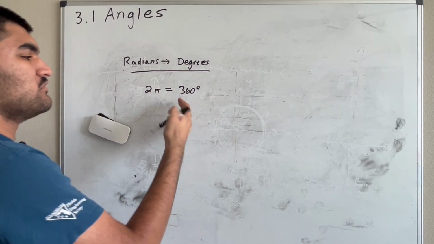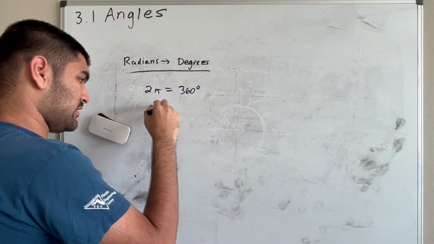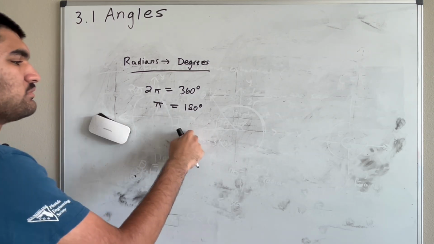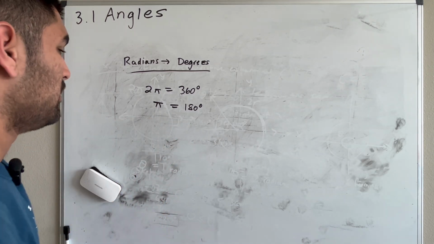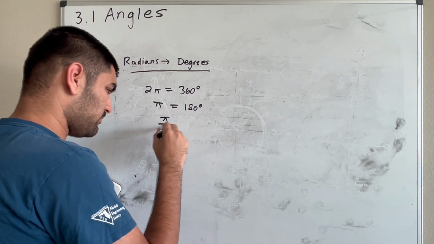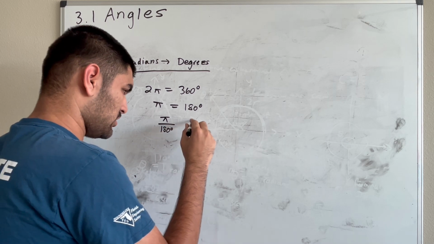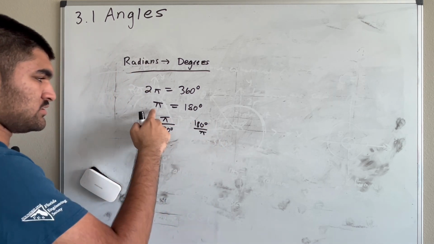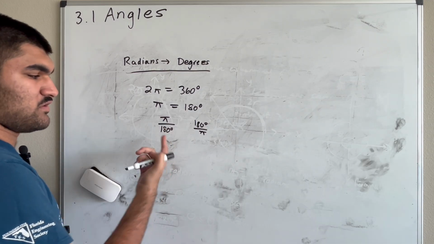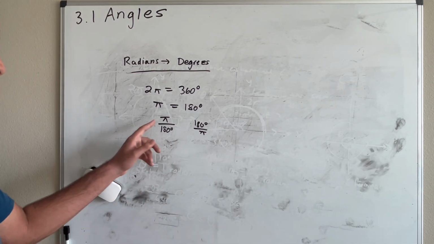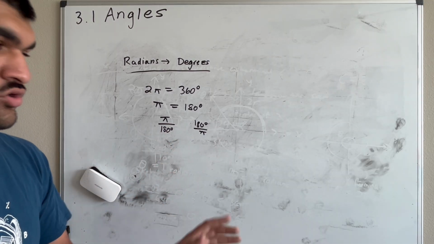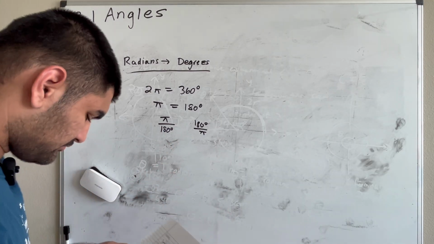All right, but anyway, if we divide both sides of this by 2, we get that pi radians is equal to 180 degrees. And so this is what we're going to use as a conversion factor, right? Because if we multiply by pi over 180 degrees or 180 degrees over pi, this is just 1, since pi is equal to 180, so anything divided by itself is 1. So multiplying by either of these fractions is just the same thing as multiplying by 1. So it doesn't change the original value.